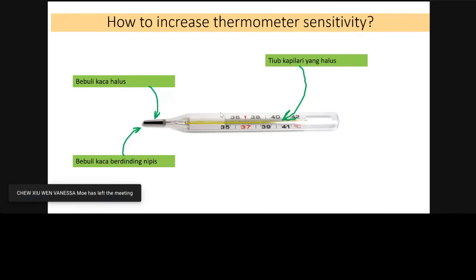And then here we have the berbuli kaca ataupun bore. Mesti halus, so that when it is fine, the heat can be absorbed quickly, to transfer to the mercury. And then berbuli kaca mestilah berdinding nipis. So the thin wall will help to increase the heat absorption. Okay, next.